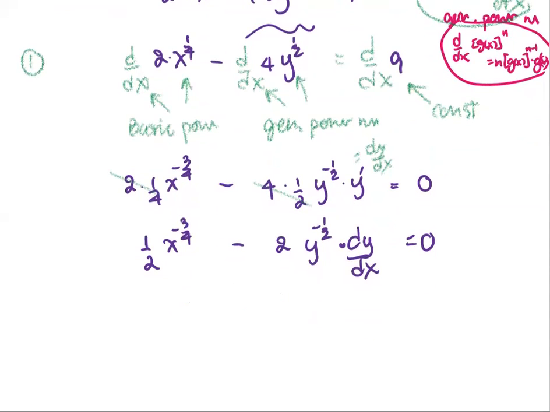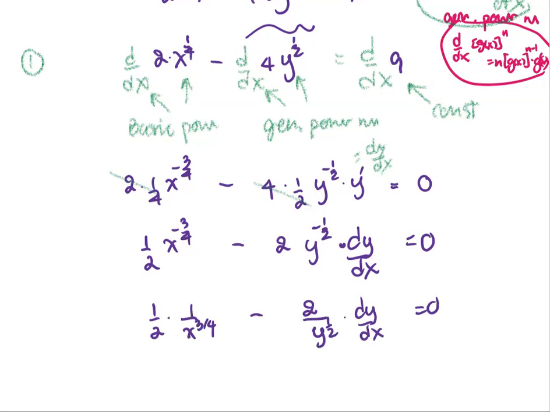This problem involves negative powers, so I'm going to rewrite it as positive powers first. The negative power, negative 3 over 4, is the same as 1/2 times 1 over x to the power 3 over 4. The second term, the coefficient 2, y to the power negative 1/2 is the same as 2 divided by y to the power 1/2, and then multiplied by dy by dx equals 0.